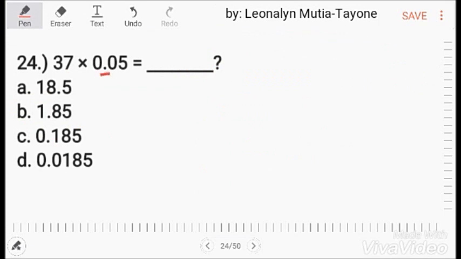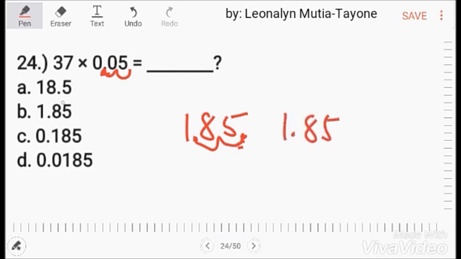24. Mag-multiply tayo ng may decimal point. Sa choices naman ay pareho lang na may 1, 8, 5. Doon lang nagtatalo sa placement ng decimal point. 7 times 5, that is 35. So, tama itong 5 ang nasa last natin. Ang count natin ay yung decimal. Nandito yung decimal, 1, 2. So, dalawa. So, umpisa tayo dito sa right side. So, par left tayo, 1, 2. So, ang answer must be 1.85.